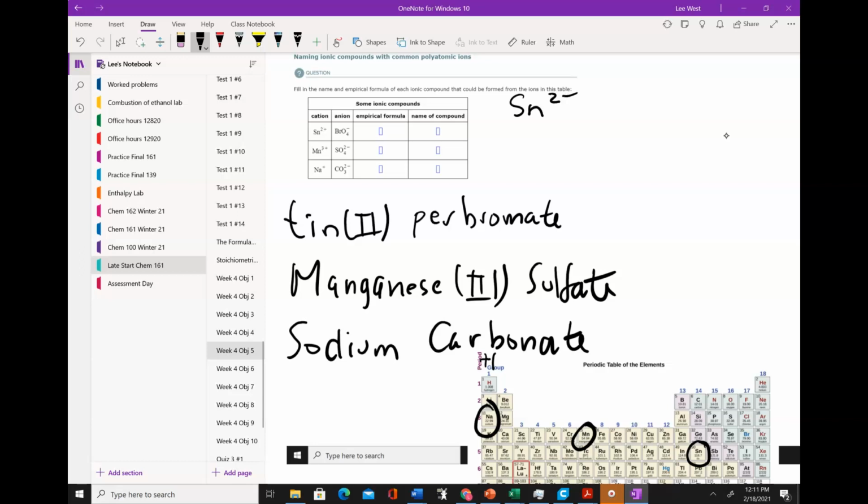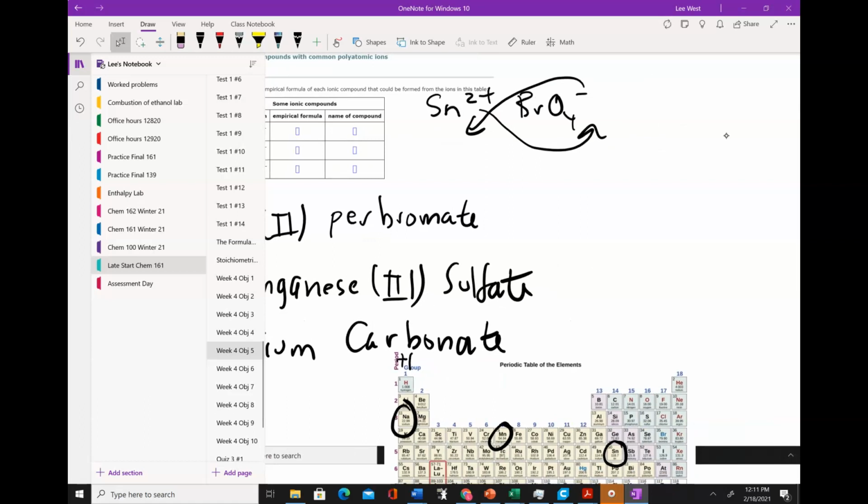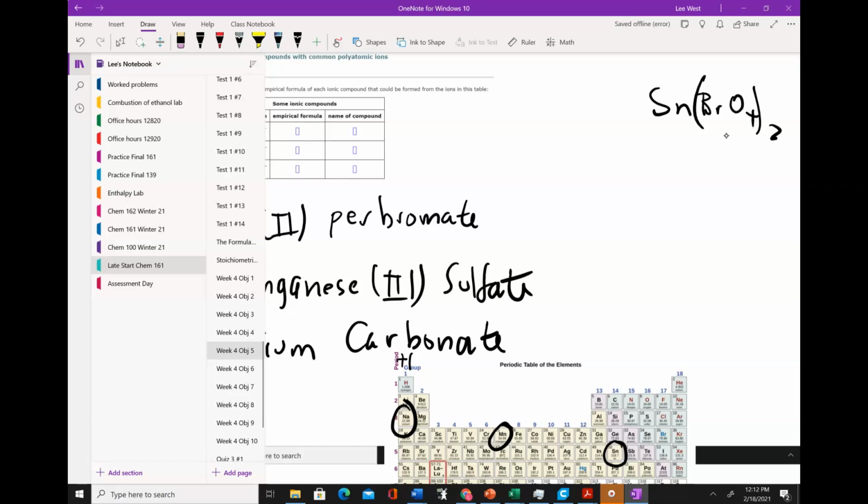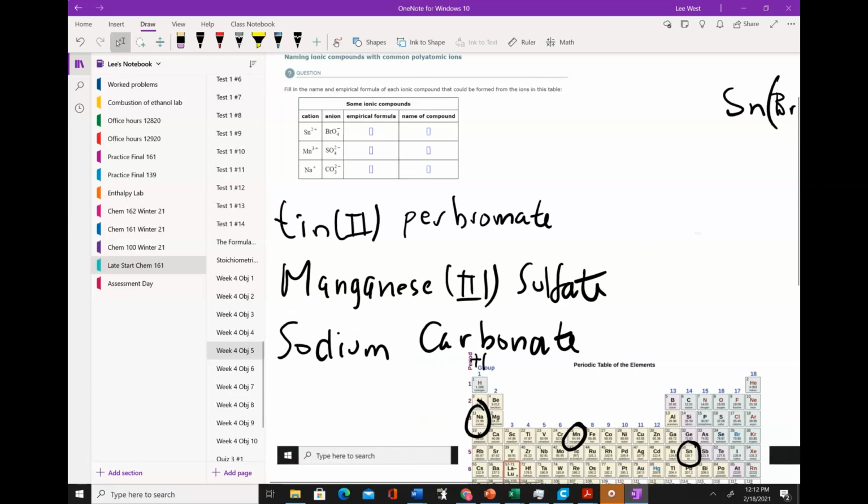So Sn2+, BrO4 minus, 2 perbromates, and 1 tin. So it's going to be SnBrO4, and then I need 2 of those. Now, sorry, didn't do that very well. I need to put it in parentheses, and I need 2 of those. So what we see is when we have multiple of the polyatomic ion, it goes in parentheses with the multiplier outside.